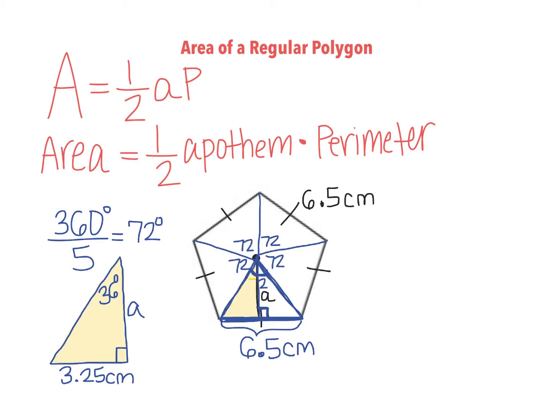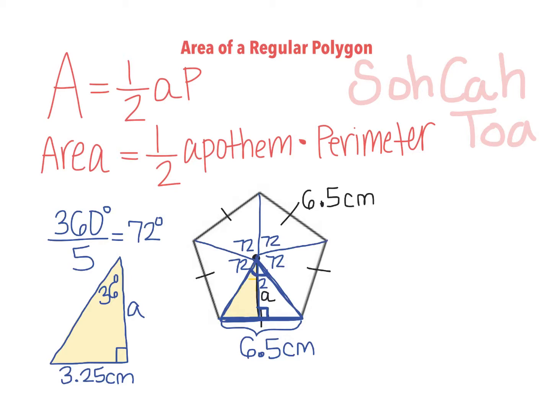So we're going to relate this to our trig functions that we know. So let me write out at the top, SOHCAHTOA. All right. So for SOHCAHTOA here, we're going to be looking in reference to this 36-degree angle that we have.